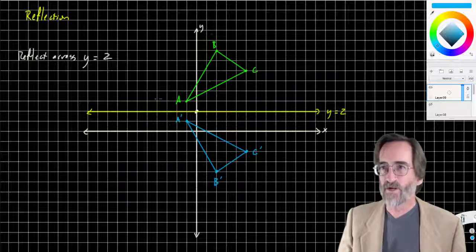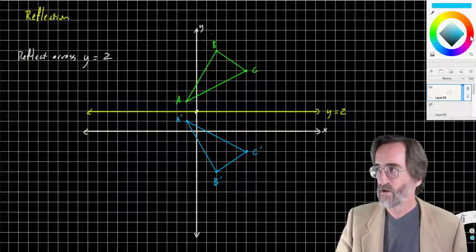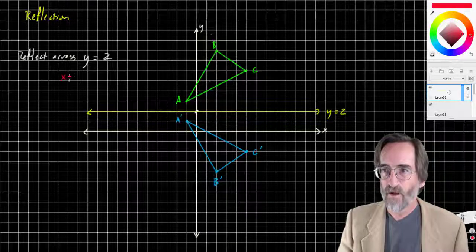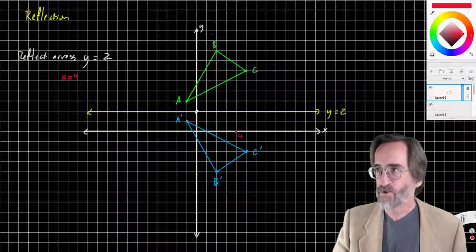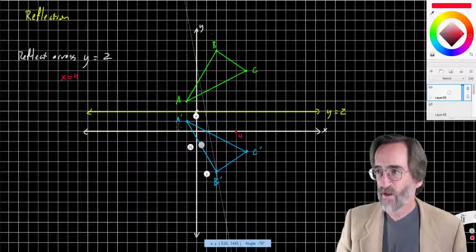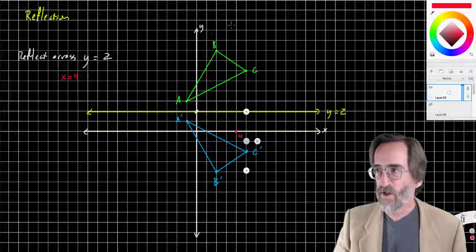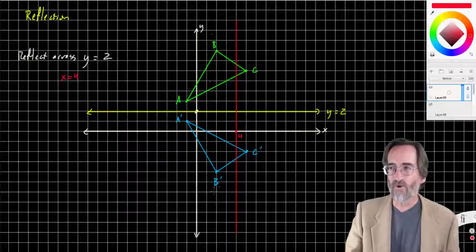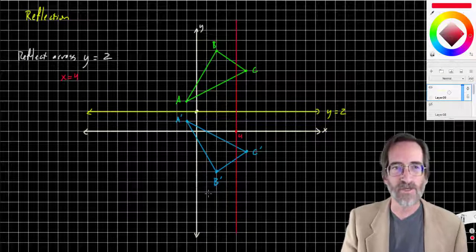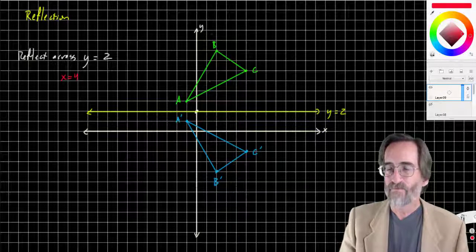So we can reflect across a line like y equals 2. If we reflect across the line x equals a number like x equals 4, that would be finding 4 on the x-axis and drawing a vertical line. So x equals 4 is a vertical line, y equals 2 is a horizontal line. We can reflect across x equals 4, but I won't take the time to do that. All right, hopefully that helps.